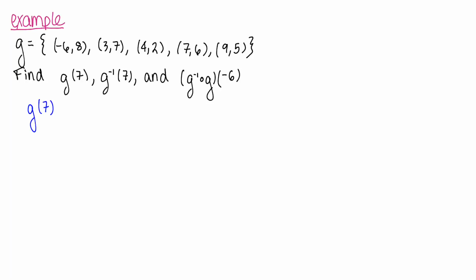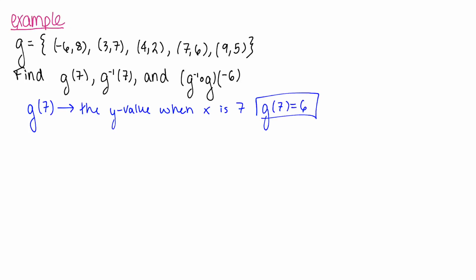So g of 7 is asking for the y value when x is 7. All right, so I'm looking here for x values that are 7. Right here, I see an x value that's 7, and the y value is 6. So g of 7 is equal to 6. That's not so bad.